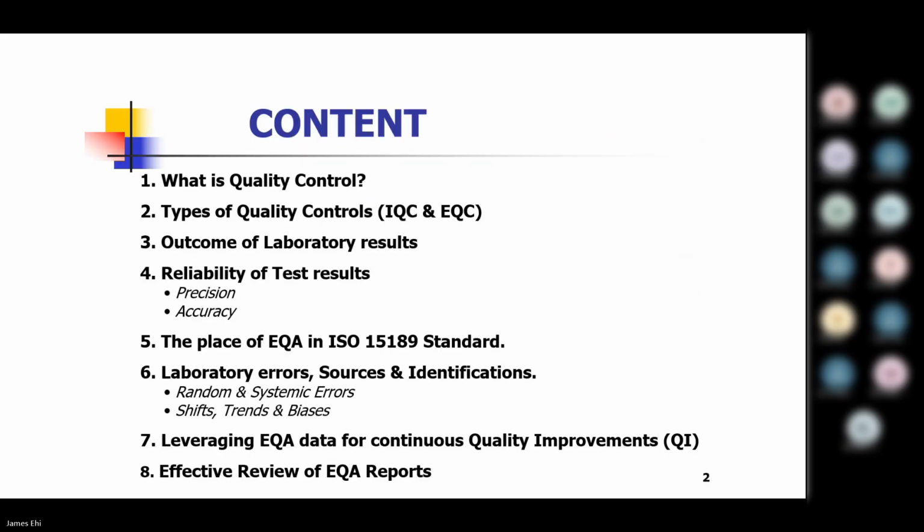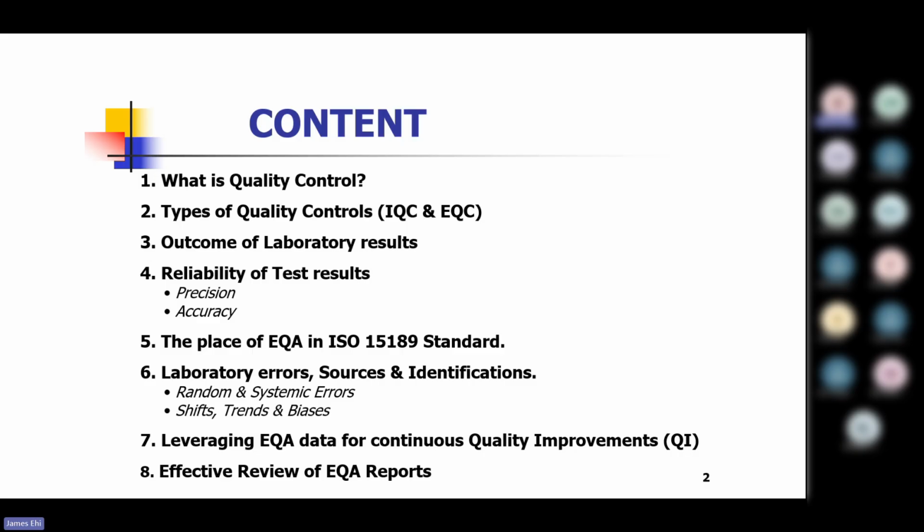The content of this presentation, I will be looking at what is quality control. We'll look at the types of quality control. We have internal and the external. We'll be looking at outcome of laboratory results and test result reliability, where we talk a bit on precision and accuracy. The place of EQA in ISO 15189 standard, what laboratory errors are, the sources and how to identify them, looking at random and systemic errors, shifts, trends, and biases.